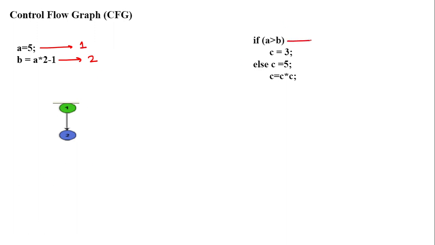Again same, we'll name this as statement number 1. This will be your statement number 2. This will be your statement number 3 and this will be your statement number 4. If you see the flow from if we have, ठीक है, if के बाद दो कंडीशन है, या तो C की वैल्यू 3 हुई या C की वैल्यू 5 हुई. So 1 से 2 या 1 से 3.